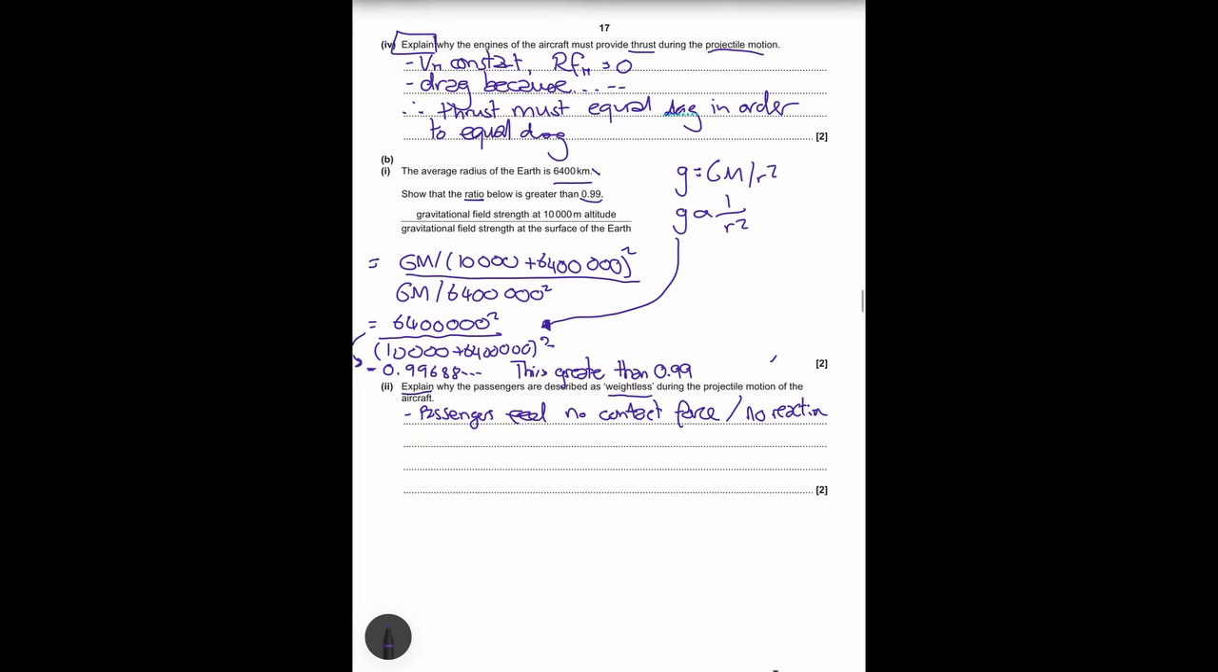And now I just need to think of a reason why that would be the case. Well, why would it be that they're feeling no reaction force? Well, the only reason why they would feel no reaction force is if they're accelerating at the same rate as whatever the thing is, the aircraft here. So I'll say because the passengers are accelerating at the same rate as the aircraft.